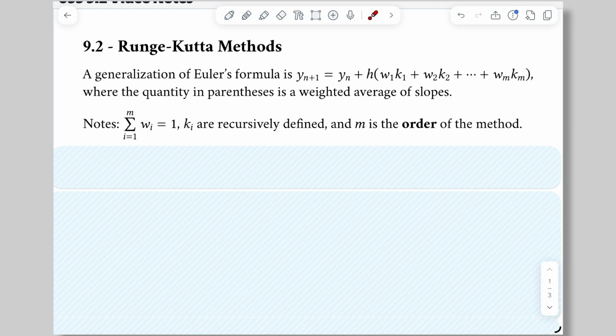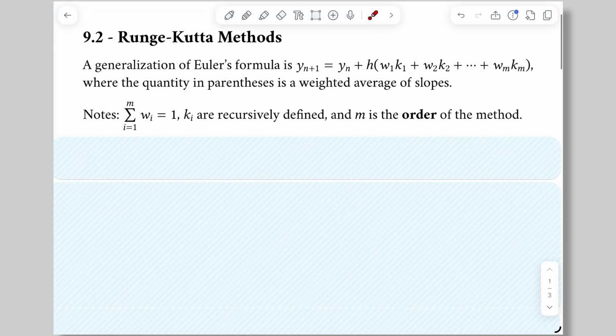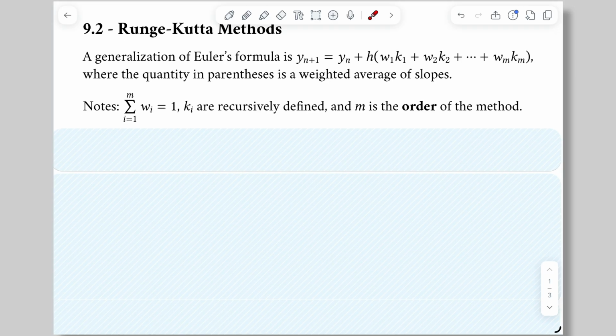This is going to be another video where the presentation is text heavy and then the work is done in Excel. We're looking now at Runge-Kutta methods, and this is a generalization of Euler's formula. y sub n plus 1 is equal to y sub n plus h times w1k1 plus w2k2 all the way to wmkm, and the k's are slopes.